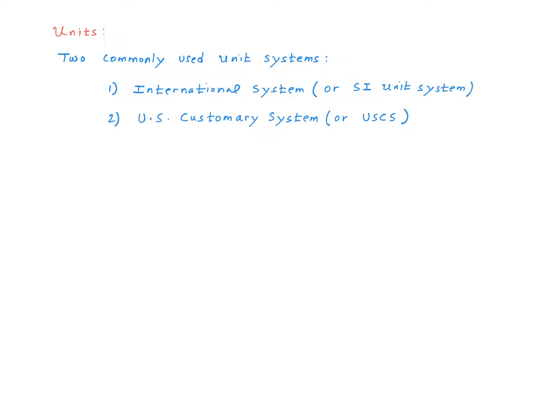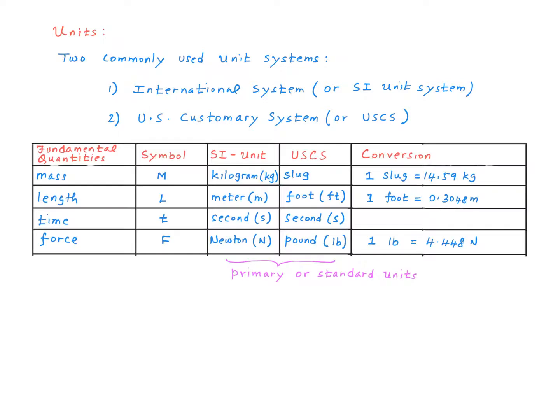Now let's talk about units. There are a couple of different systems out there. The 2 most commonly used unit systems are the International System, also called the SI system, and the US Customary System, abbreviated as USCS. Within each of these systems, there are several units that are used to measure these fundamental quantities.